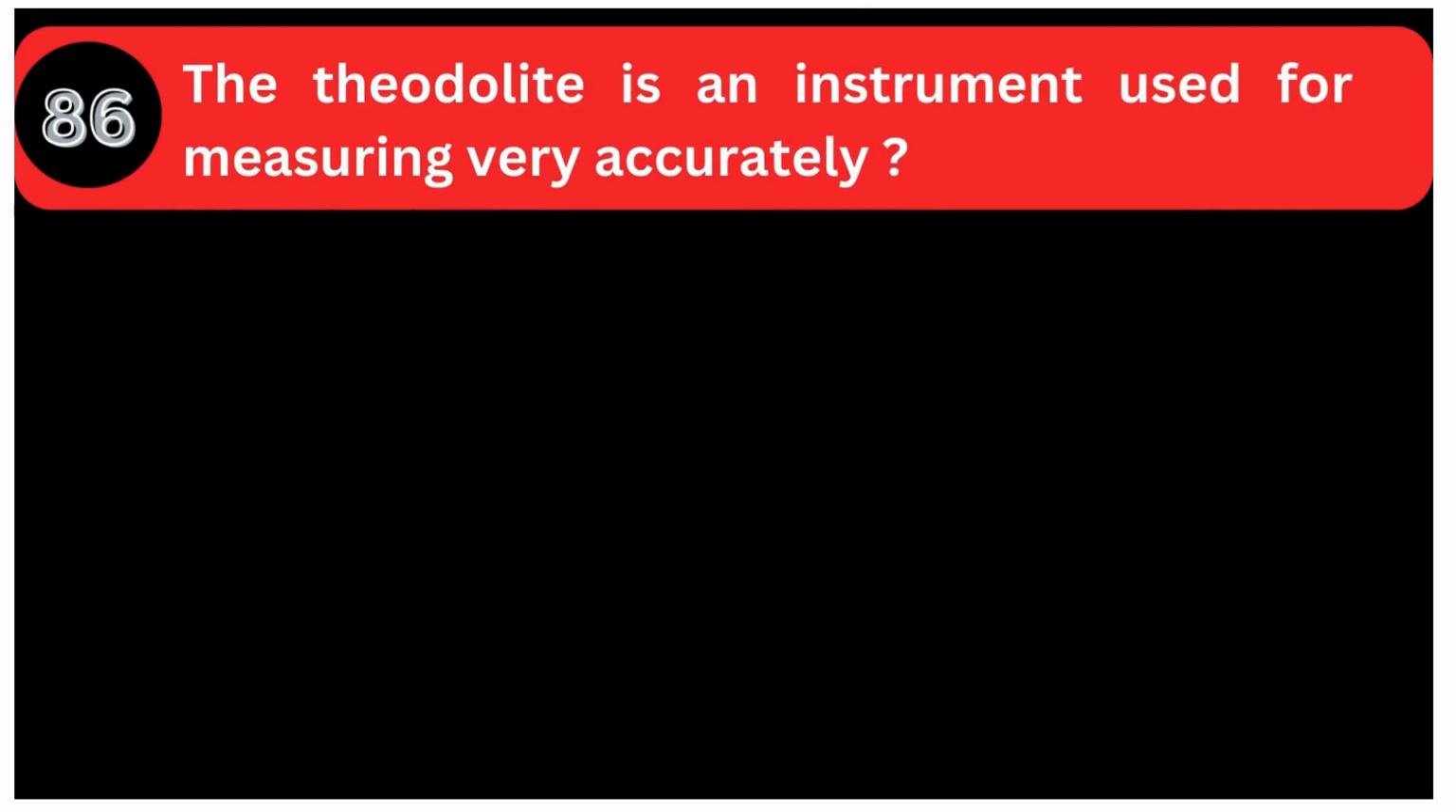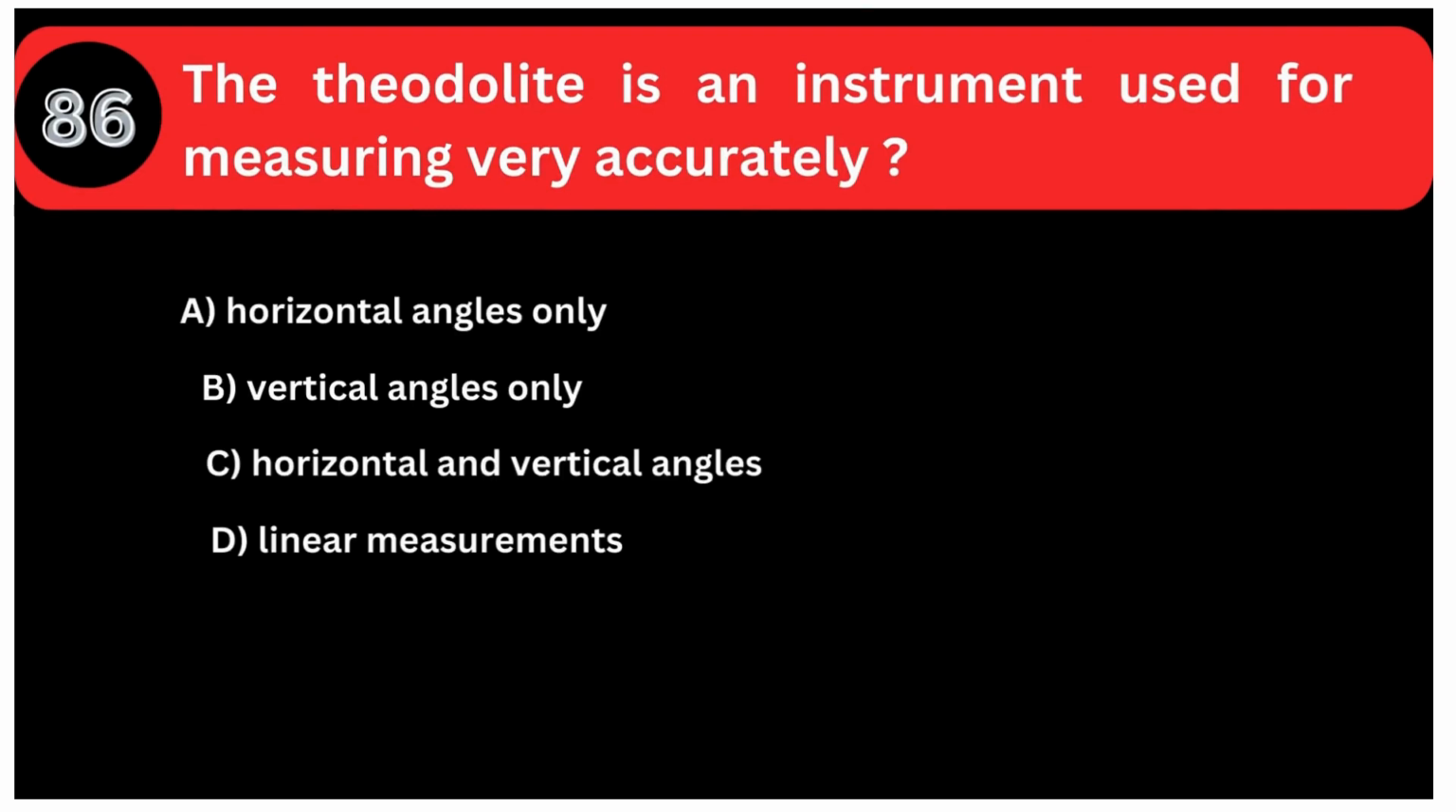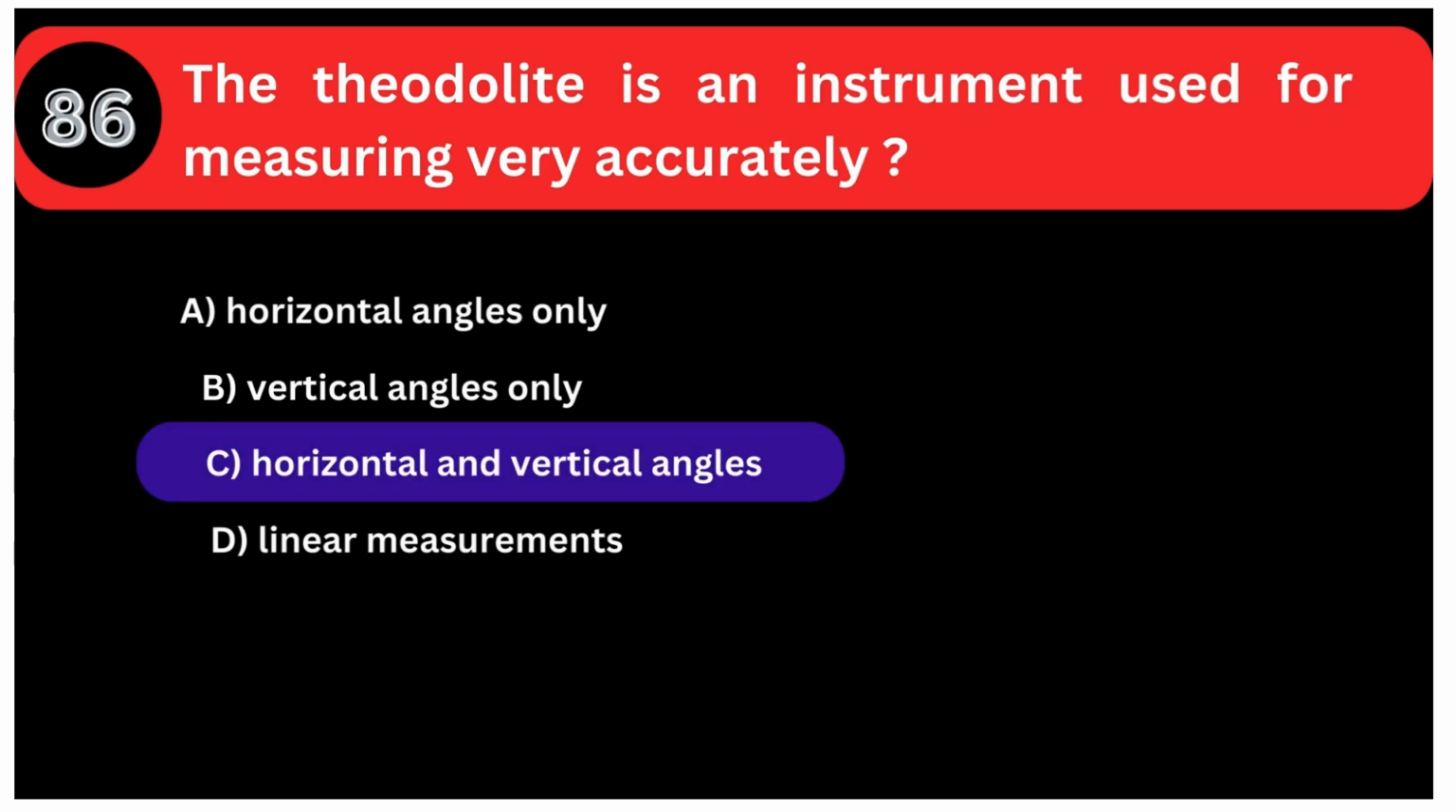The theodolite is an instrument used for measuring very accurately. Options A. Horizontal angles only. B. Vertical angles only. C. Horizontal and vertical angles. D. Linear measurements. Answer C. Horizontal and vertical angles.